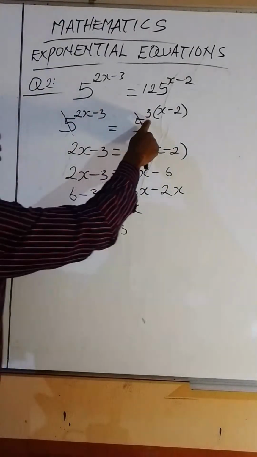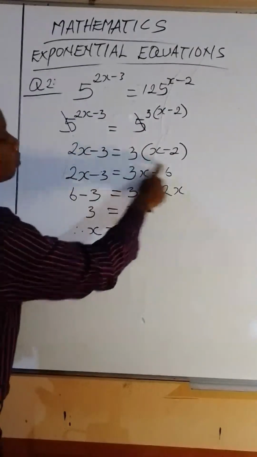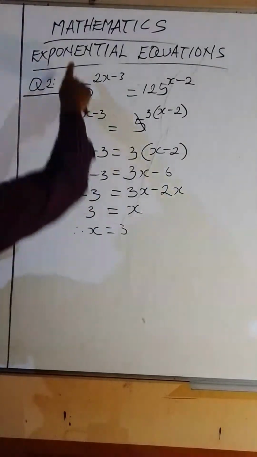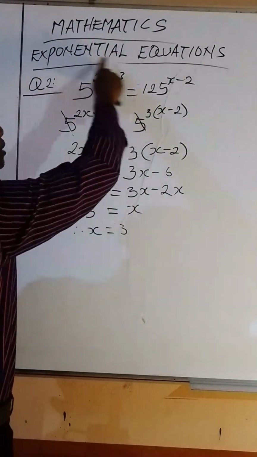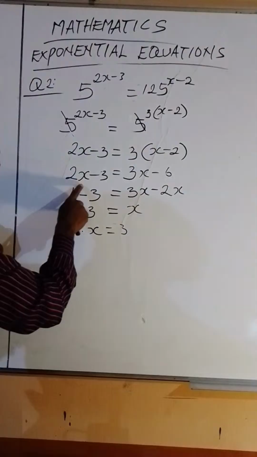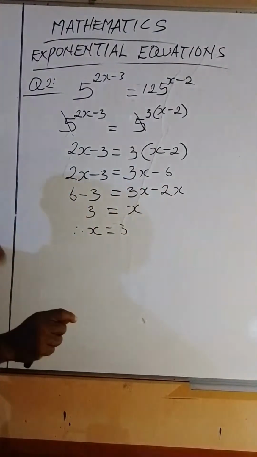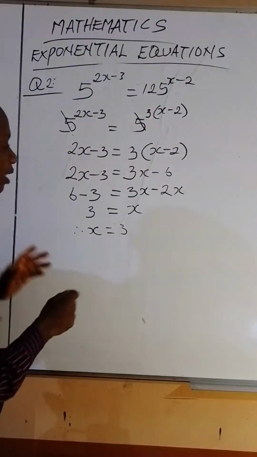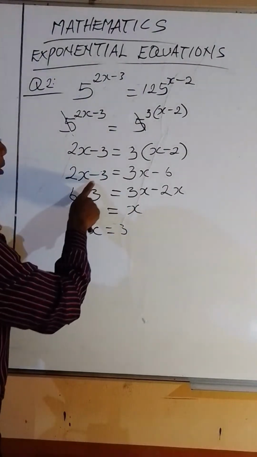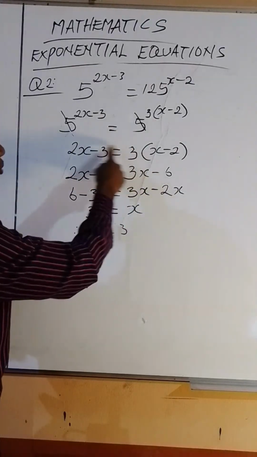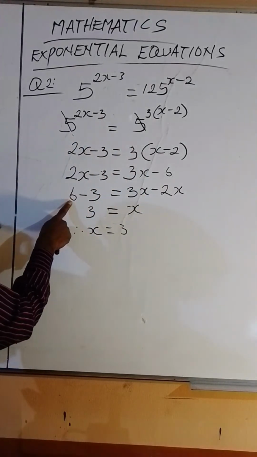Then we equate the exponents. You can see that the exponent has been equated. Don't forget, the topic is exponential equations. Now it is time to collect like terms. Okay, we try as much as possible to have positive values. So here we have minus 3, and here we have minus 6. So when minus 6 is crossing to this side, it changes to plus 6.